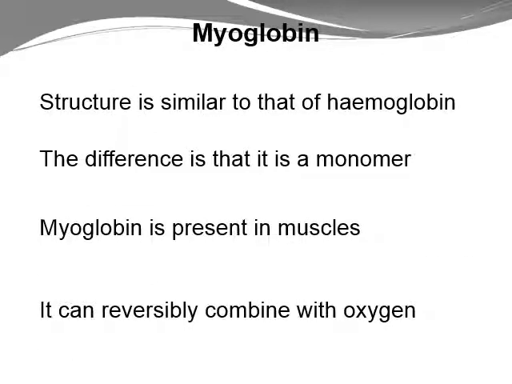Myoglobin has a similar structure just like hemoglobin. The only difference is that it is a monomer. Myoglobin is found in muscles and it also can reversibly bind with oxygen.